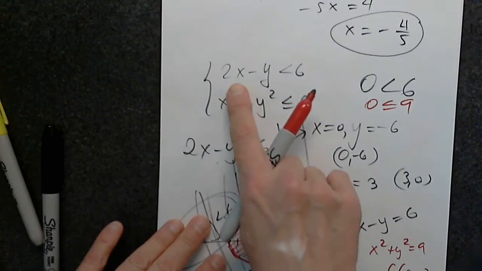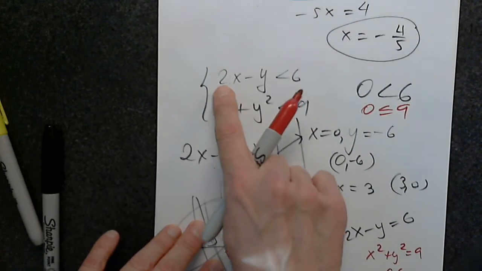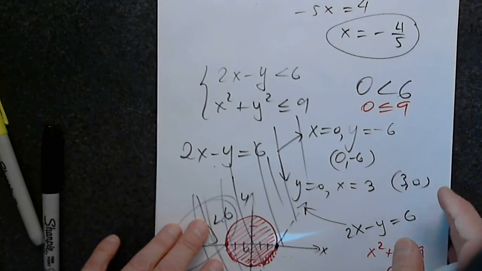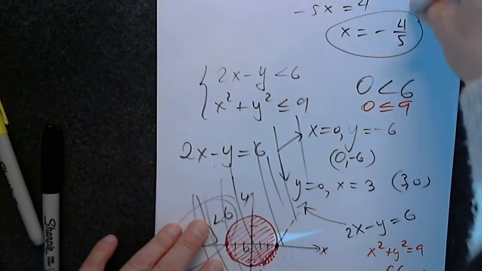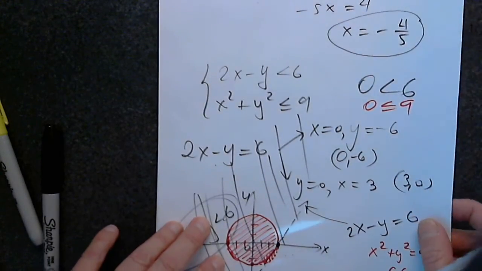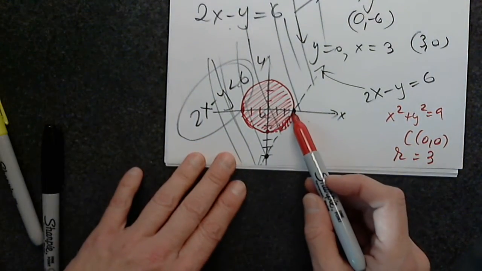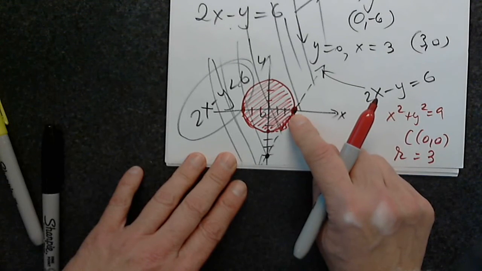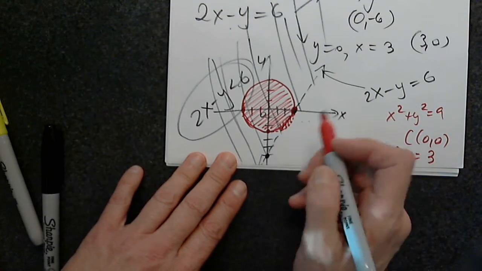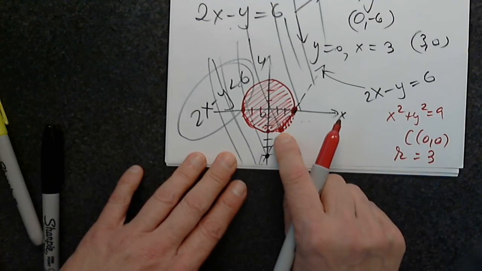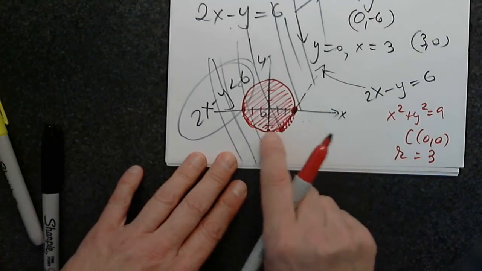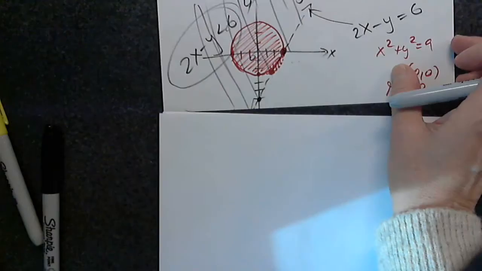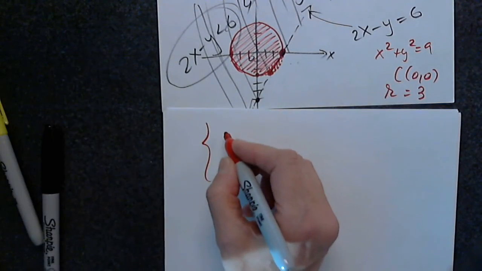Well, I'm going to solve the system, 2x minus y equals 6, and x squared plus y squared equals 9, and see if I get one solution or two, or none. Well, I do have at least one solution for sure. It's this point. But if I find another point, then I know it crosses the circle again. So then my initial graph is not 100%. Okay? So let's do that. It's a very good practice.